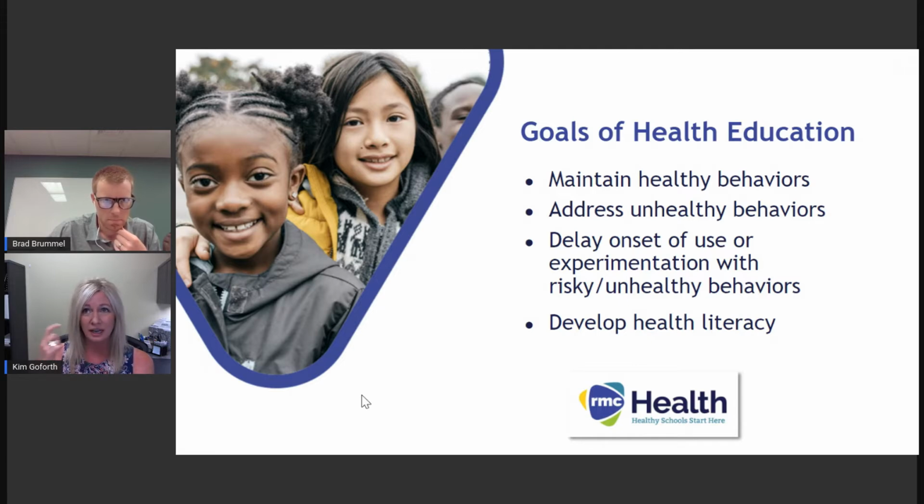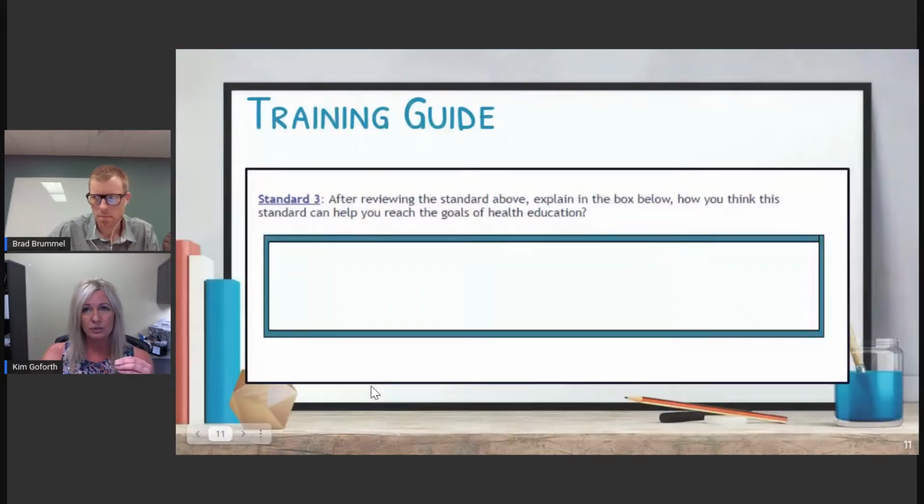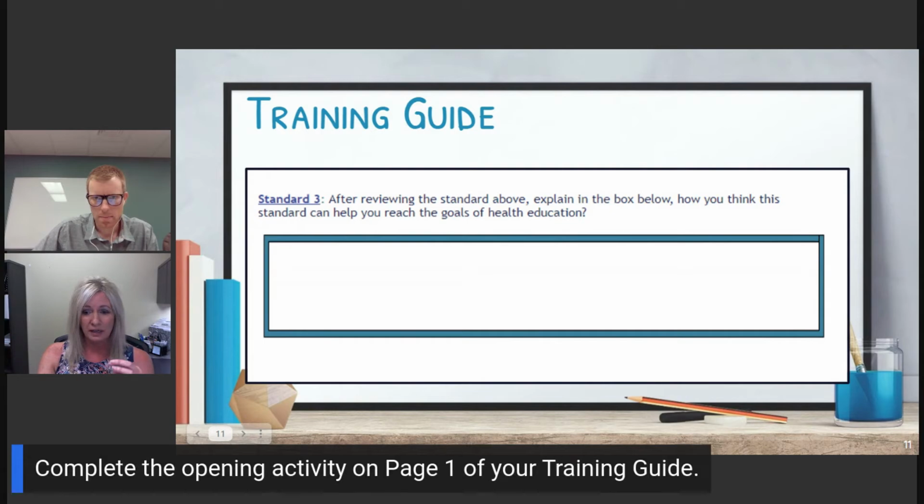So that's a connection I have in my brain to these overall health education goals. And so we want you to take a minute now to reflect on your space, on your district, on your classroom, on your students, and how do you see the goals of health education being met through this standard 3 on accessing valid and reliable information. So we've got a part in your training guide here on page 1. Make that connection for yourself. If you want to take some reflective time, pause the video. We challenge you to do that now.